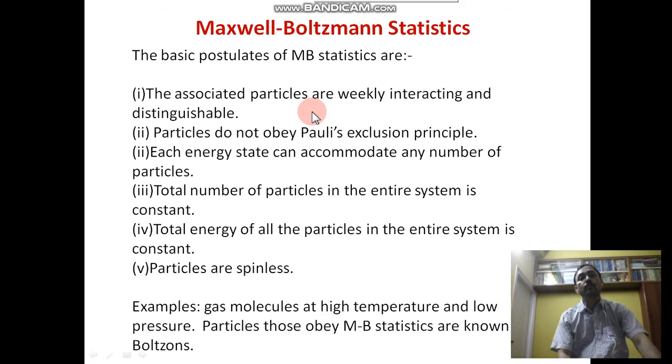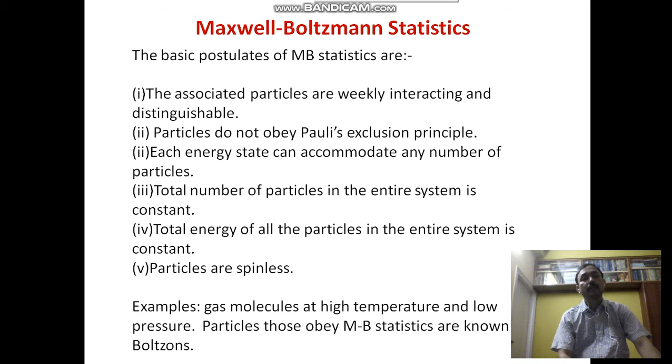Now let us start with the postulates of the Maxwell-Boltzmann statistics. The basic postulates of Maxwell-Boltzmann statistics are: number one, the associated particles are weakly interacting and distinguishable. That means we can distinguish the particles. Suppose there are different balls of same size, same shape, but the colors are different, say red color or blue color or yellow color. So we say these are distinguishable particles, but they are weakly interacting.